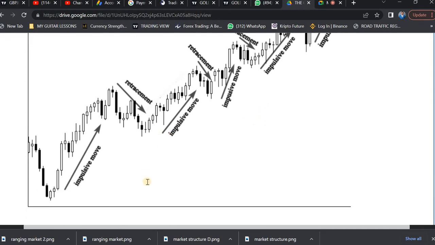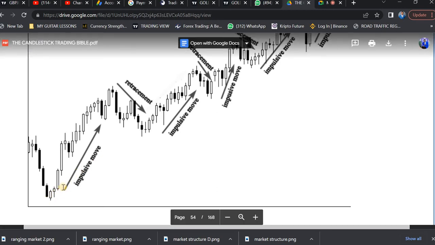An uptrend market has two forms of characteristics. It gives you an idea about what price is doing. Just look at this market. You could see that the market moved from down here and then it went up to this point. When the market is moving in an uptrend, the upward movement of price is called an impulsive move. That is an impulsive move.